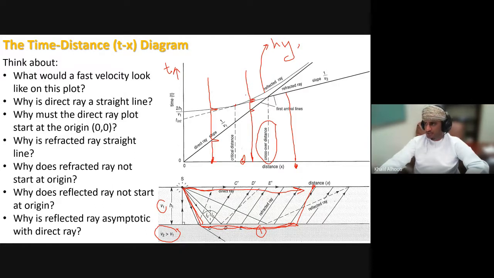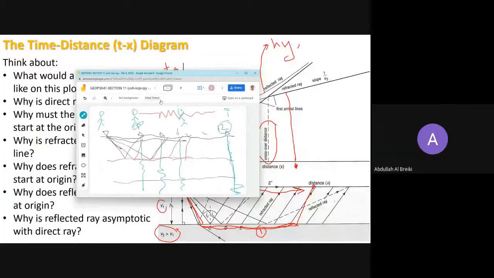It's hyperbolic, and it never touches the direct. It's asymptotic to the direct. Why is it asymptotic? Asymptotic means those two lines never touch, but they get very close to each other. In math, we call this behavior asymptotic. So how do they look? Parallel?